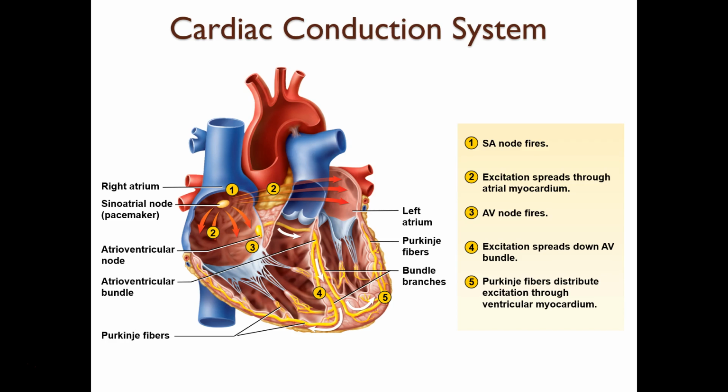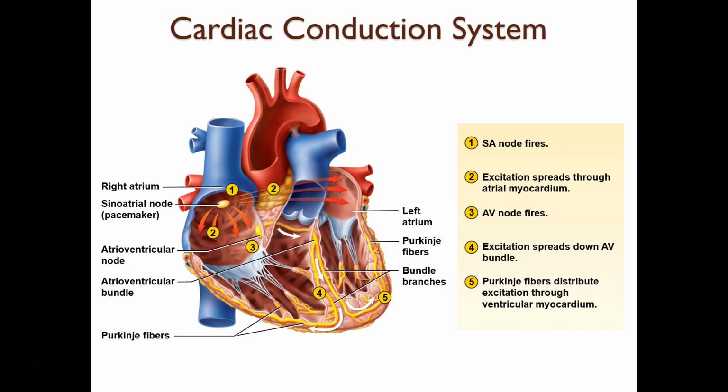So that is the conduction system, the cardiac conduction system. So the SA node directly stimulates contraction of the atrium, the left and right atria, and the AV node stimulates contraction indirectly of the ventricular myocytes.